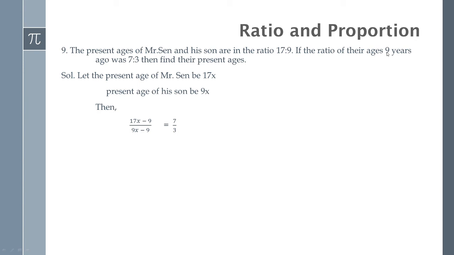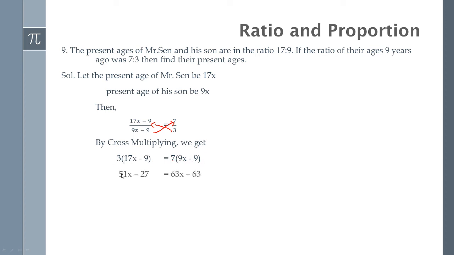If the ratio of their ages 9 years ago was 7 is to 3, 9 years ago it was 7 is to 3. Now what is the present age? We don't know, right? So 17x minus 9 by 9x minus 9 is equal to 7 by 3. Now cross multiplying, you know very well what cross multiplication is. This is this thing and this is this thing. I've done it from 5th standard. Now 3 into 17x minus 9 is equal to 7 into 9x minus 9.